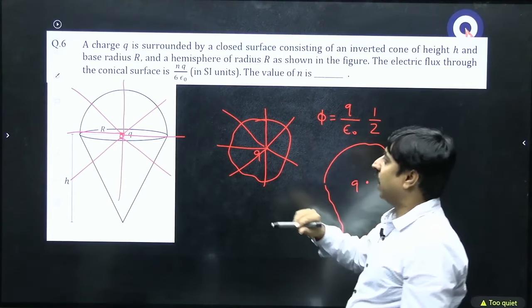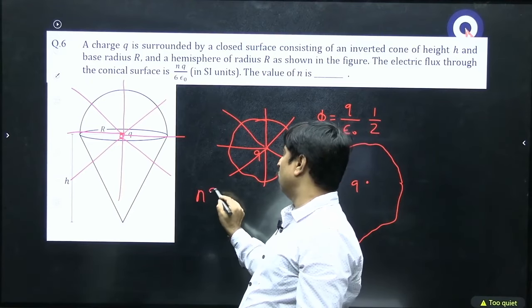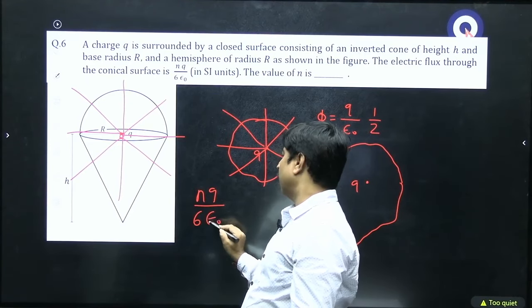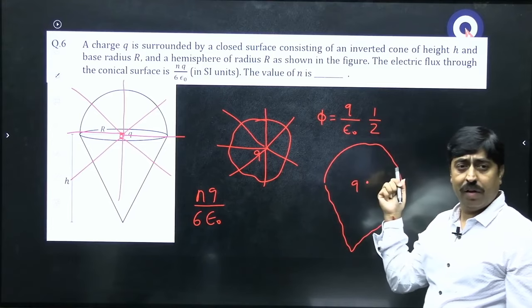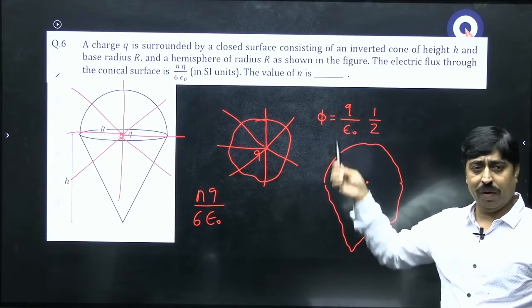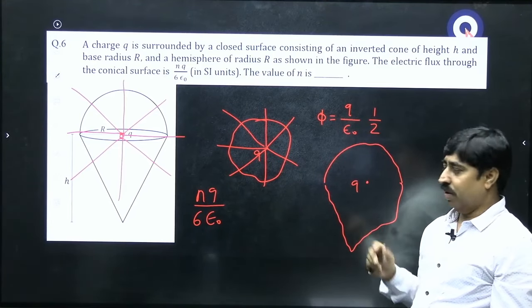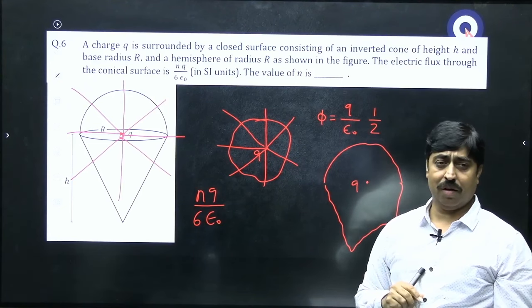In the question it says that the flux is n q by 6 epsilon naught. What is the value of n? Obviously, n is 3. If you put n equal to 3, you get this value. So, nothing easier than this.